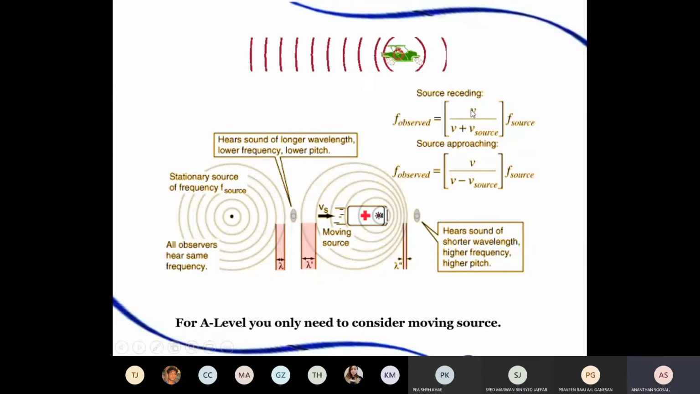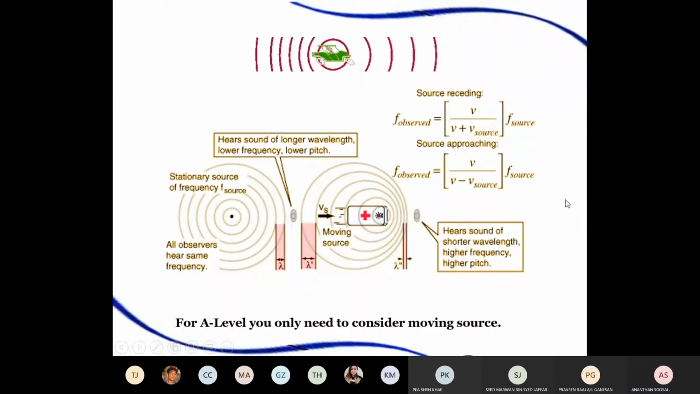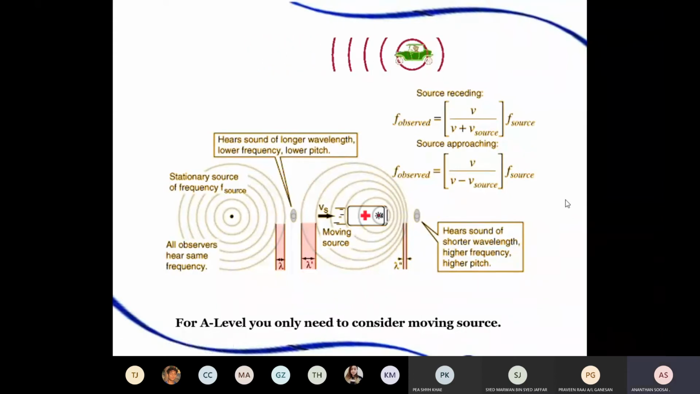These two are the speed of sound. Any questions? Okay, this is the Doppler effect. Very useful phenomena for us.